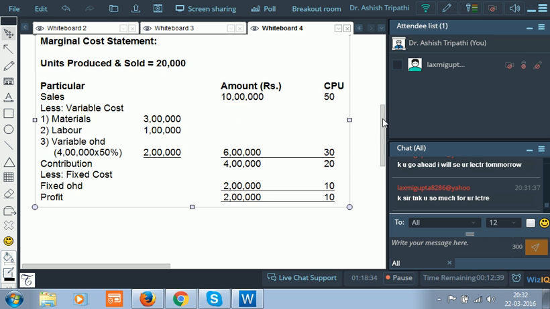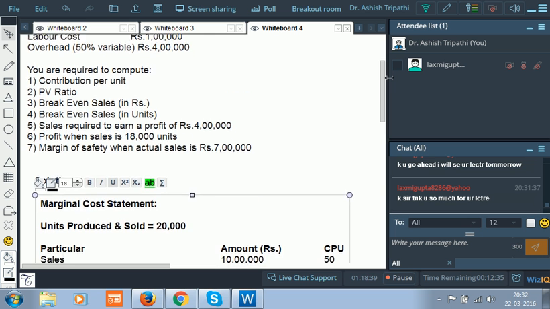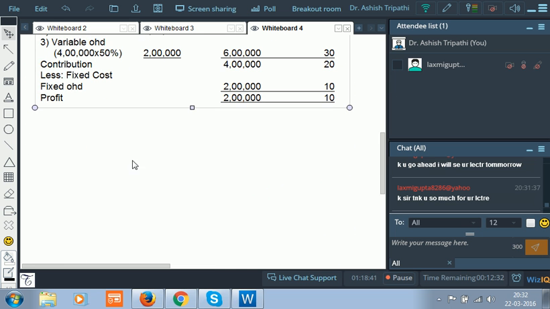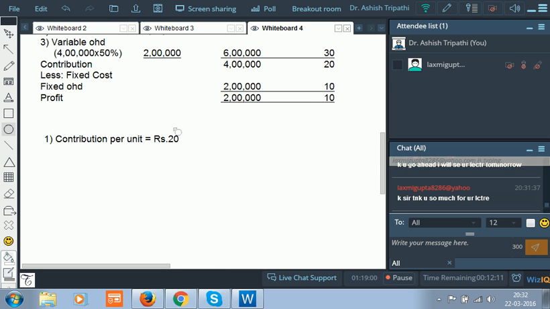Now what exactly we'll have to calculate? The first thing is contribution per unit. So let us write here first, contribution per unit is equal to rupees 20. We'll have to circle this because this is our solution.